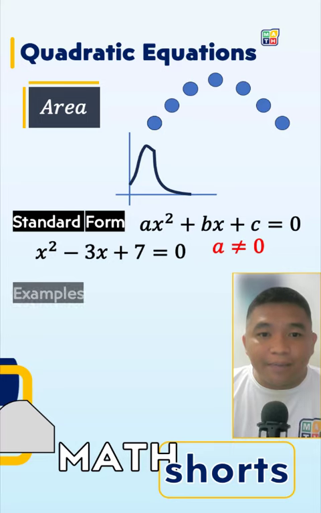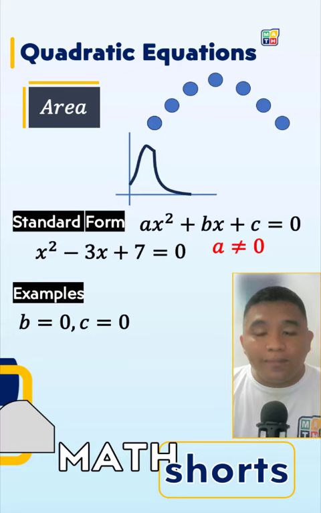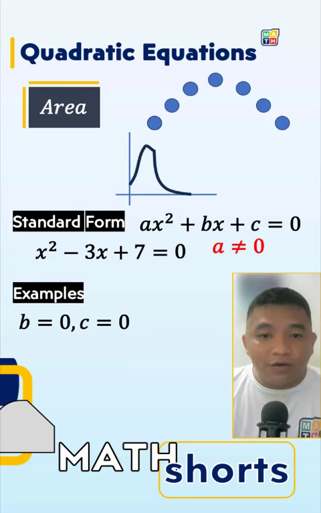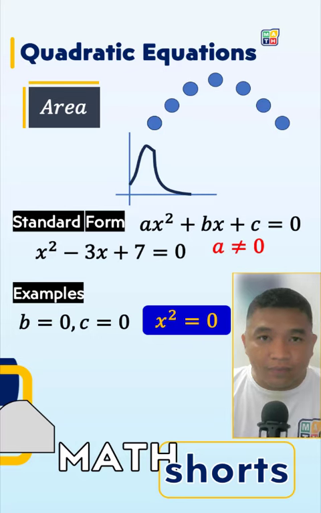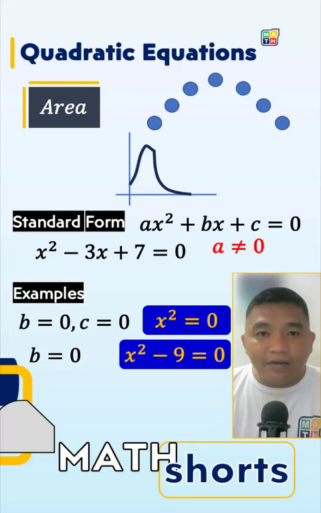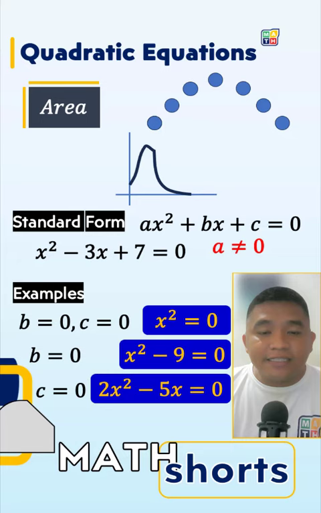Now, here are some examples of quadratic equations where it's incomplete. Say, for example, where b is 0 and c is 0, we can still come up with a quadratic equation. Let's say x squared equals 0. If b is not around, it's still a quadratic equation since we still have a value for a. And if c is not around, similarly, it's still a quadratic equation.